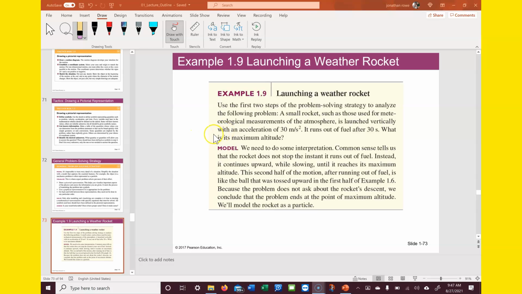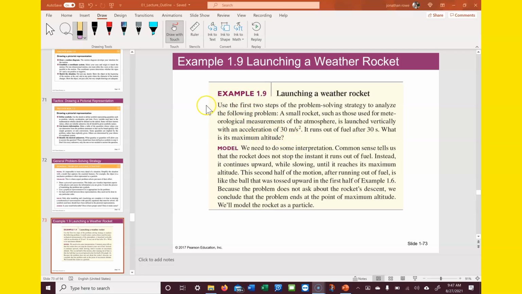So let's say if it was going 300 meters per second when the acceleration stopped, then after another second it might only be going 200 meters per second. After another second it might only be going 50 meters per second. And eventually it will finally reach its highest point, and then it'll begin to descend. But we just want to know in this problem, what is its maximum altitude?